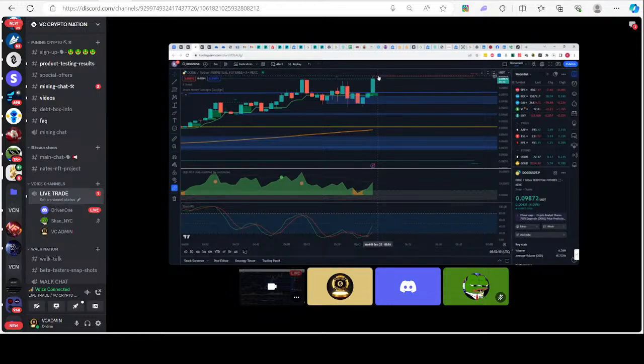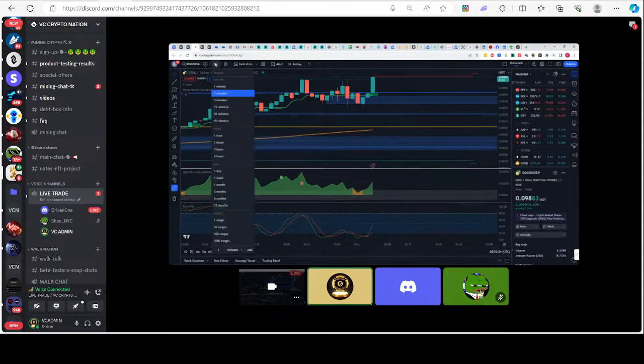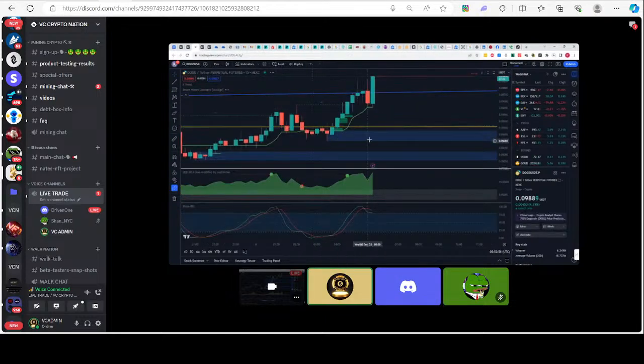So go back to your 15, and on the 15, that's what you're operating off of. You're operating off the 15-minute. Now, you see up above how the 15-minute price action started to head up after that candle?